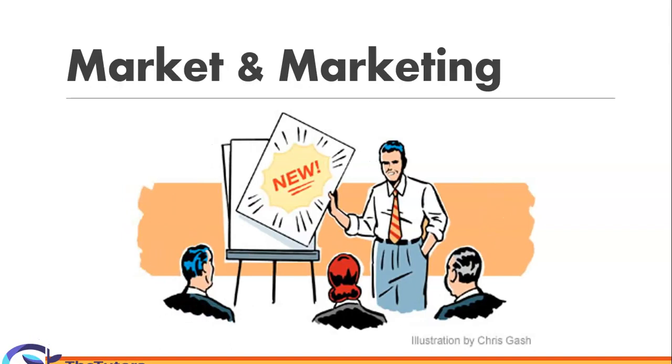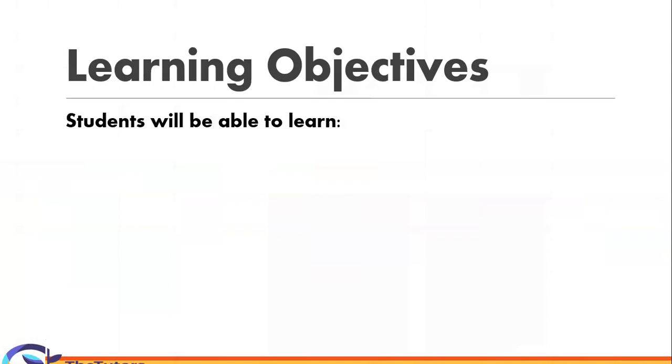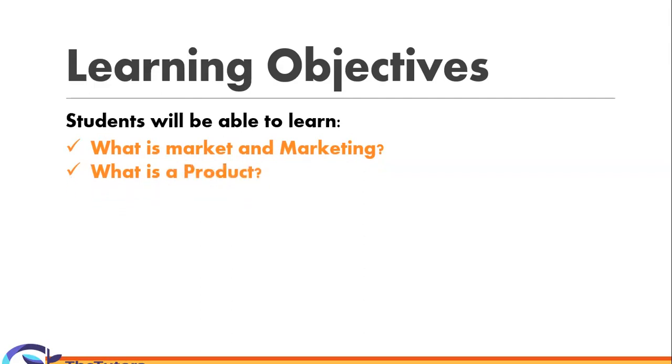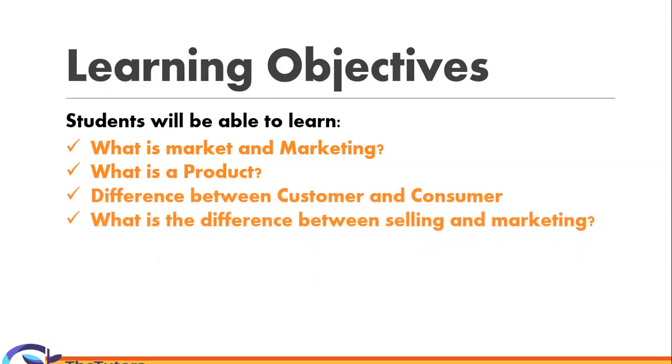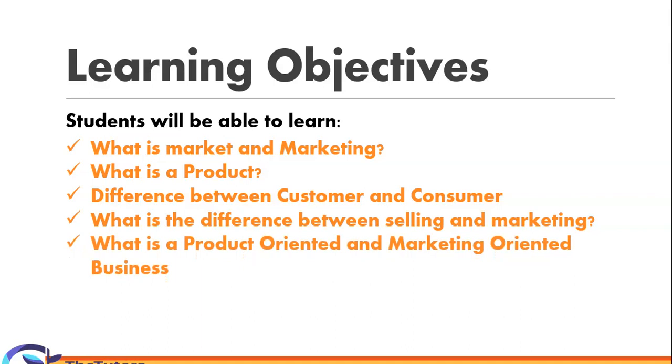So this is a new topic, marketing. By the end of this lesson, you will be able to learn about what is market and marketing, what is a product, the difference between customer and consumer, and what is the difference between selling and marketing. This is a really important thing because many of us are unable to differentiate whether this is really marketing or this is selling. So we will talk a little bit more on it.